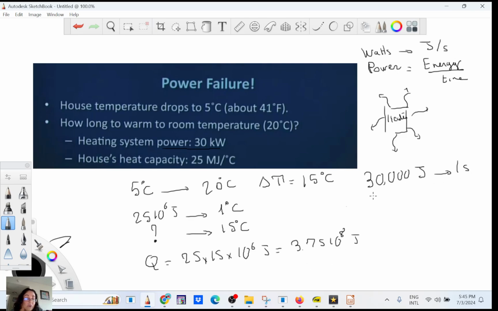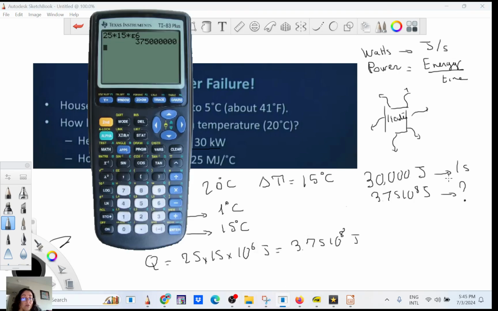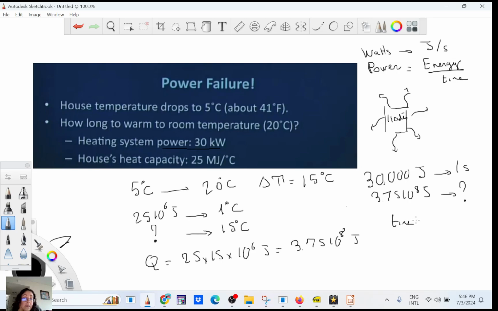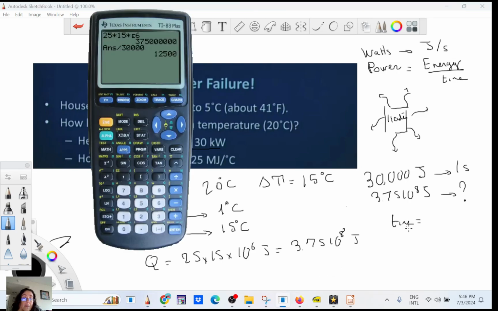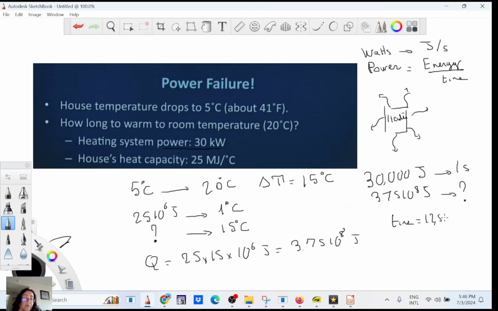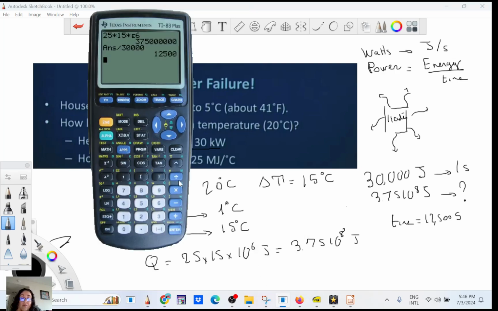And we want to produce 3.75 times 10 to the 8 joules. That's going to be the question mark. So you're going to divide, okay? So you cross multiply, divide. So you divide this by 30,000. So 1, 2, 3. Okay? So the time is going to be 12,500 seconds.